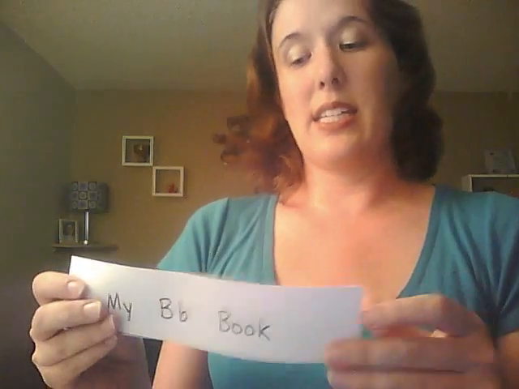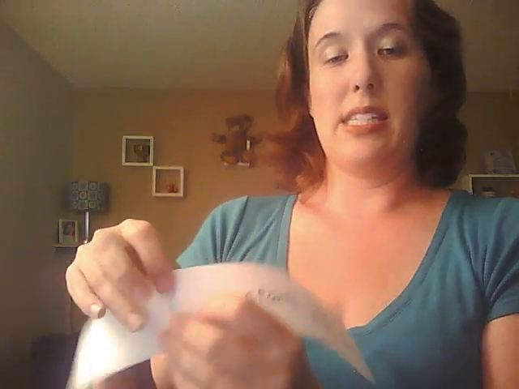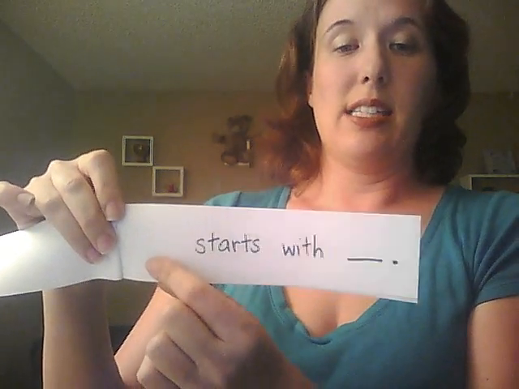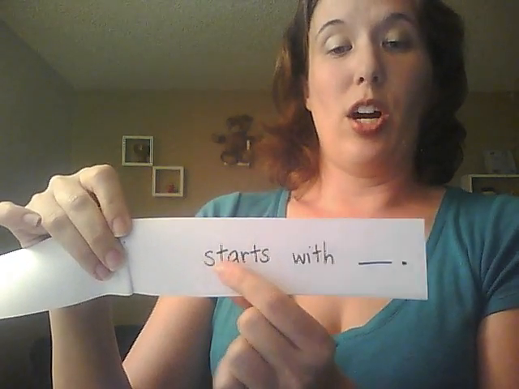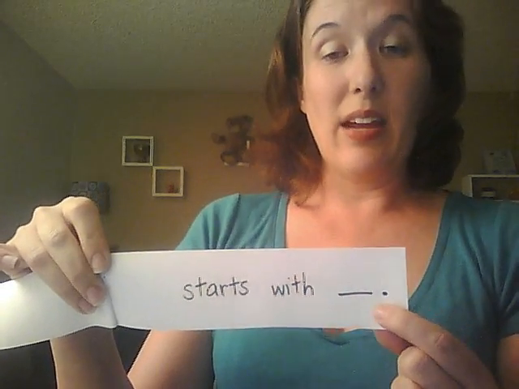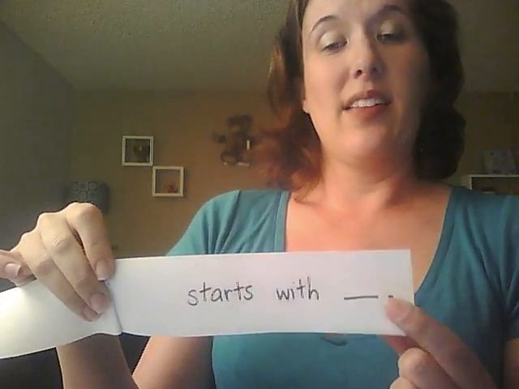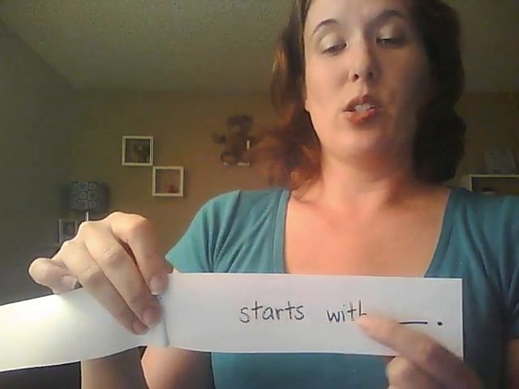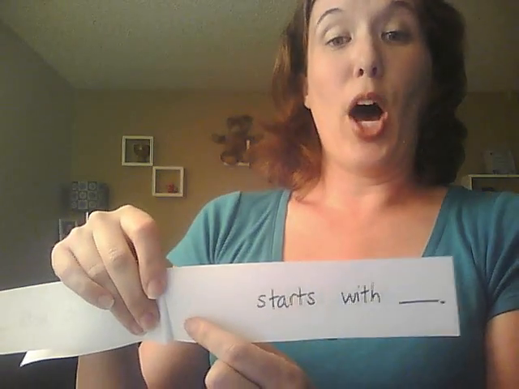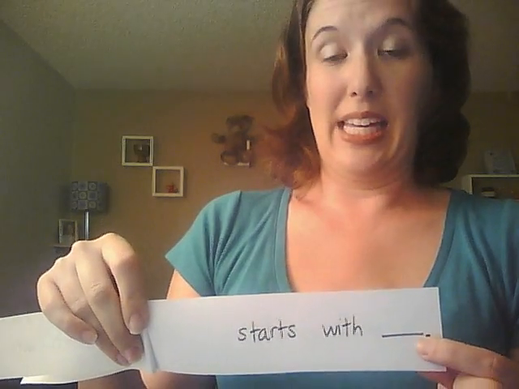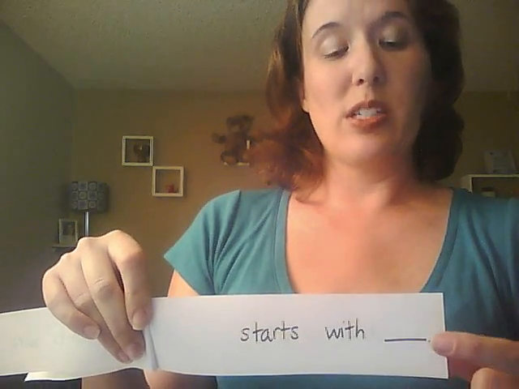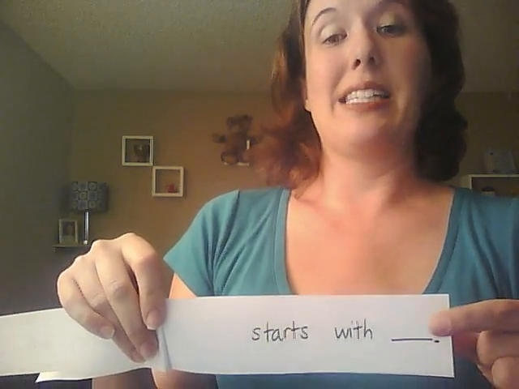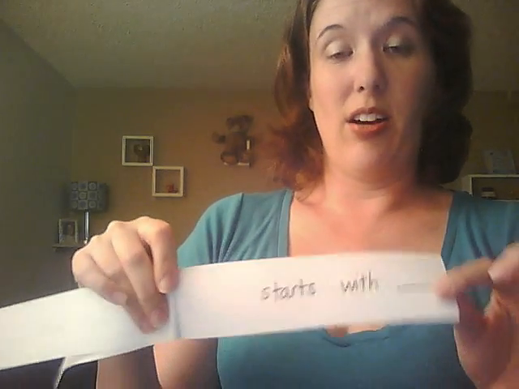And then what the kids can do is read this after they've filled it out. They can read butterfly starts with, and then they write the letter B, and then they can read that. Butterfly starts with B, and then they can read the next page. Ball starts with B, and then they're getting that reinforcement of writing the letter and saying the letter and touching the letter all together. So that's the letter book.